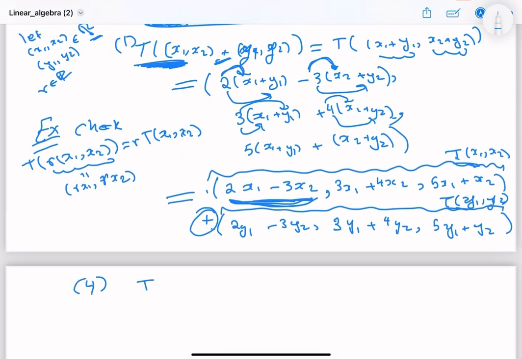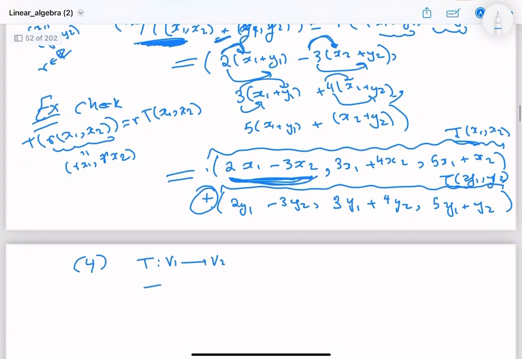Okay, so let's take T from V1 to V2. And let's define it by T of v to be defined as 2 times v, excuse me. So what we're gonna do is define T to be a scaling linear transformation, which means it takes the vector and it just scales it by a number. In this case, I chose the number to be 2, but it doesn't matter. You can choose any real number.